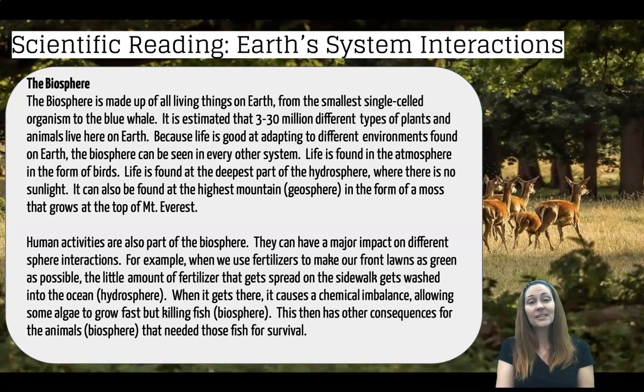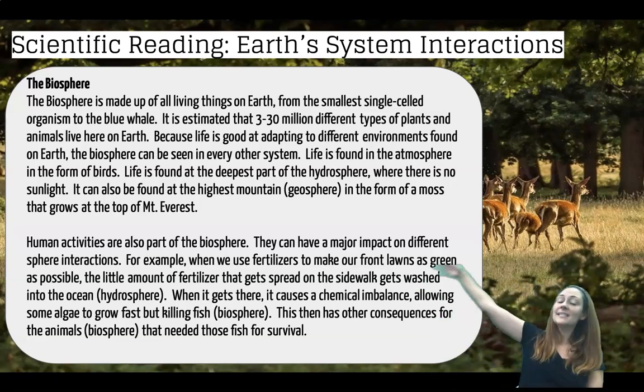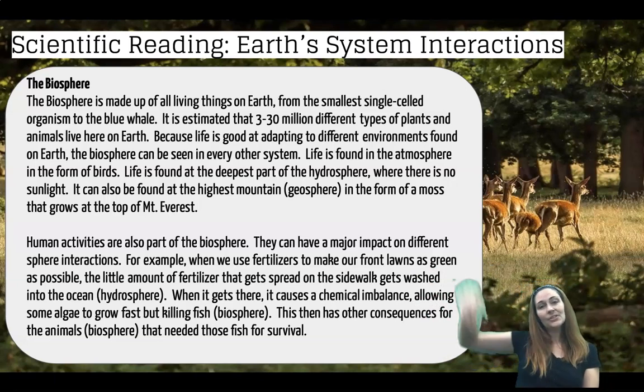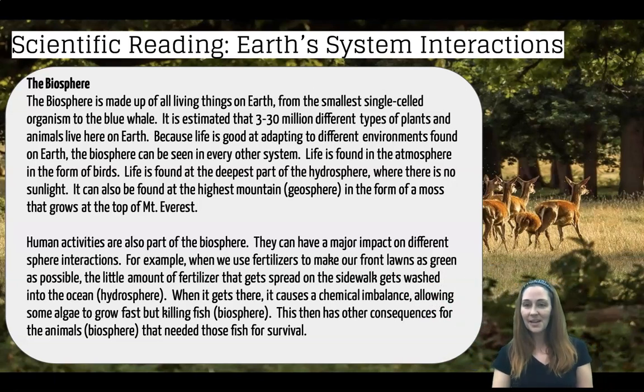Because life is good at adapting to different environments found on Earth, the biosphere can be seen in every other system. Every system. Life is found in the atmosphere, in the form of birds. Life is found at the deepest part of the hydrosphere, where there's no sunlight. It can be found on the highest mountain. Geosphere, in the form of moss that grows at the top of Mount Everest. Pretty fascinating, huh?